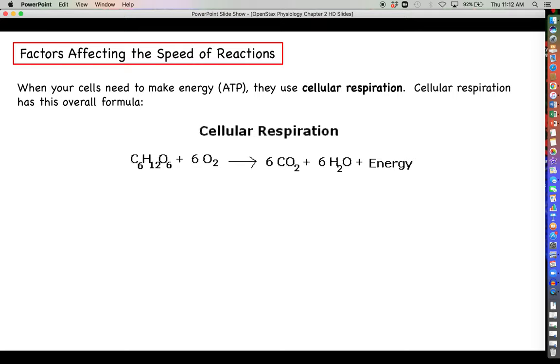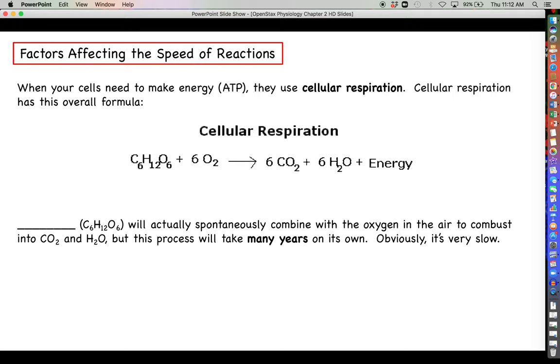C6H12O6 plus 6 molecules of oxygen yields 6 molecules of carbon dioxide plus 6 molecules of water plus a whole lot of energy, right? So it's that energy that we harvest and package up into ATP. That C6H12O6, you probably know this by now, is glucose. If you actually look at this reaction, the funny thing is that it can just take place out in the open air.